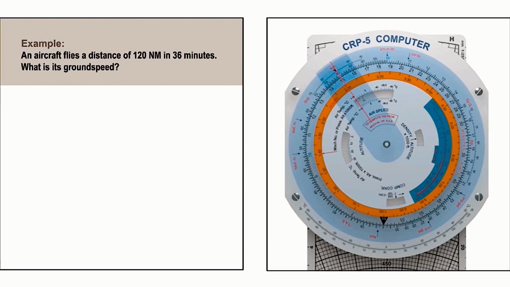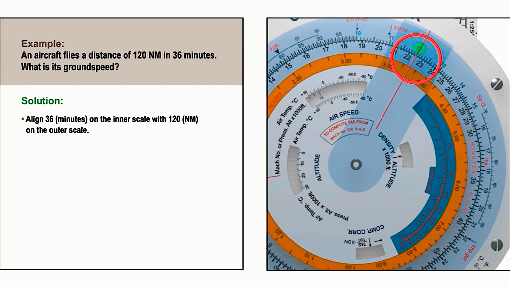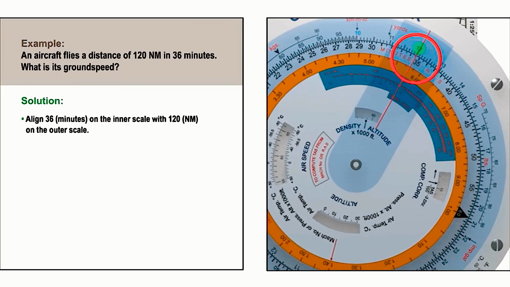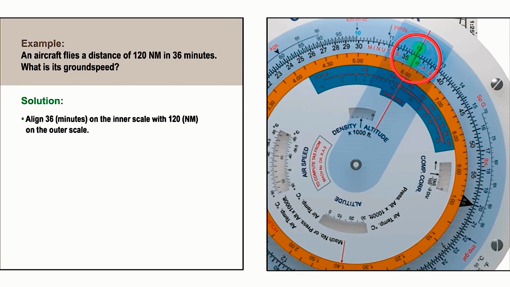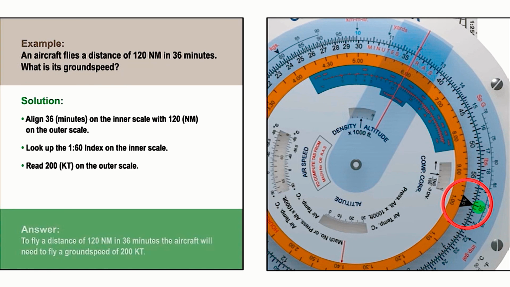Lastly, if we know that an aircraft flies 120 nautical miles in 36 minutes, we can find the ground speed. We start by aligning 36 minutes on the inner scale with 120 nautical miles on the outer scale. Now we simply go to the black 1 in 60 triangle on the inner scale and read off the ground speed of 200 knots on the outer scale.